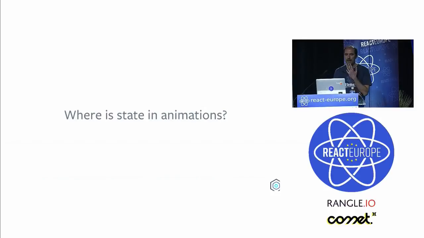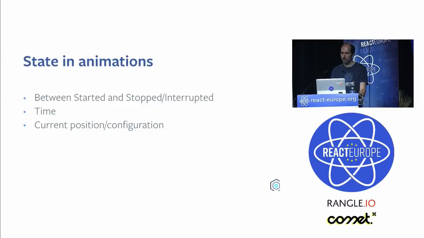So I started asking myself, like, where is state in animations? What does it mean for state in animation? So if you think about the animation, what happens when you start the animation and when you stop it, state is what determines what happens in the middle. So if you have a video, time is your state. If you know the time, you know what is the current frame. Or if you have a few objects going around, the state is the position of the objects, velocity, their properties, right?